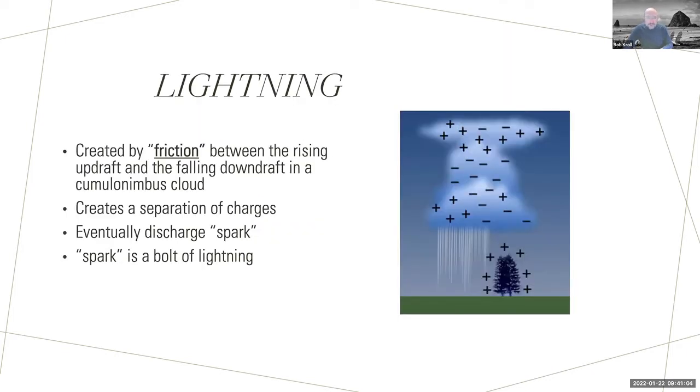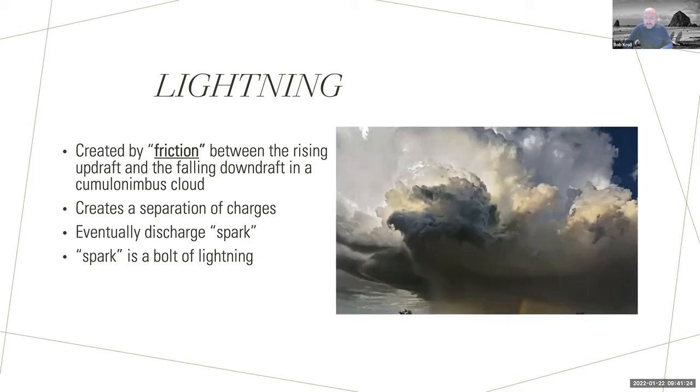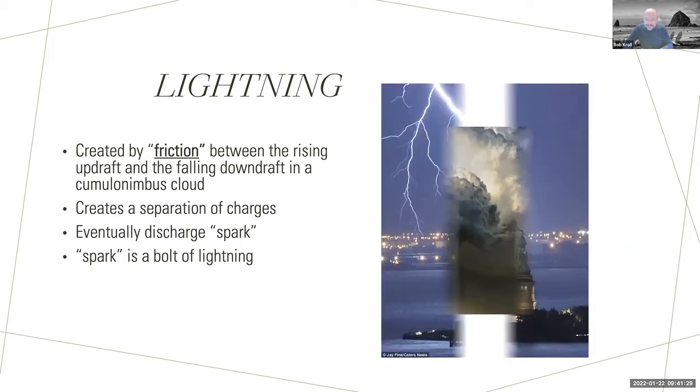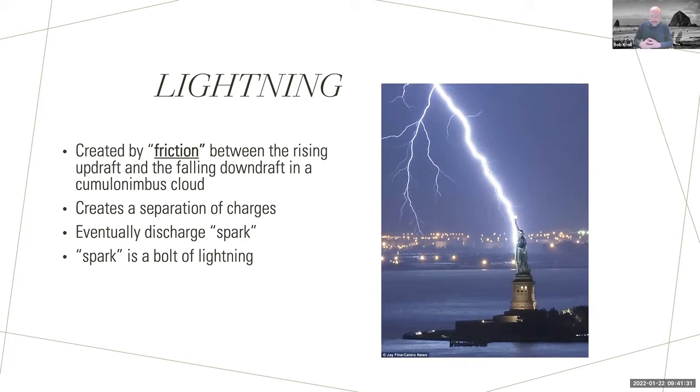So, I talked about the difference in the charges created by the rising updraft and the falling downdraft in the middle of the cloud, and eventually that charge discharges, it sparks and creates a bolt of lightning. And so this is the ominous cumulonimbus cloud I talked about. And then I found this image and I thought it was pretty cool.